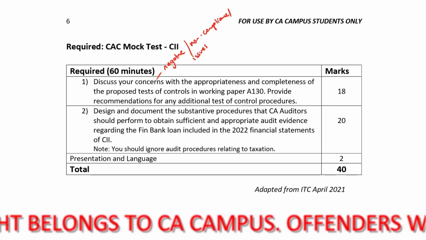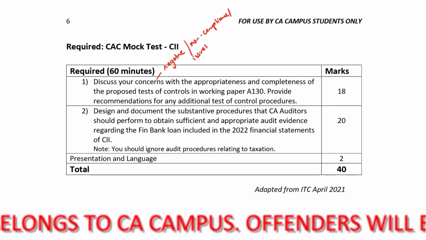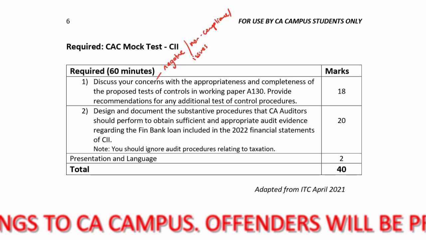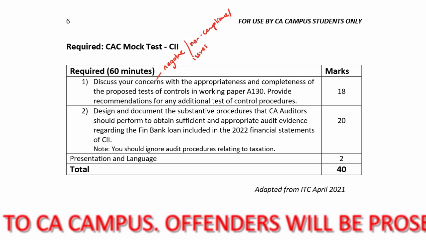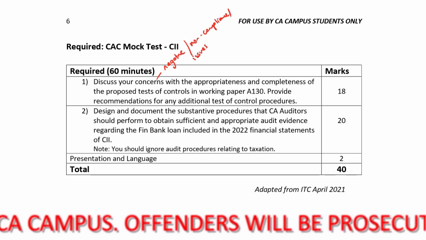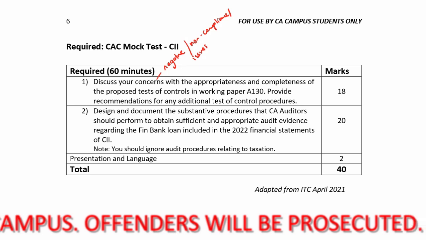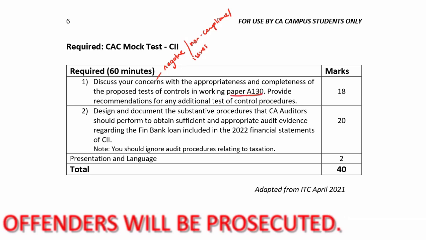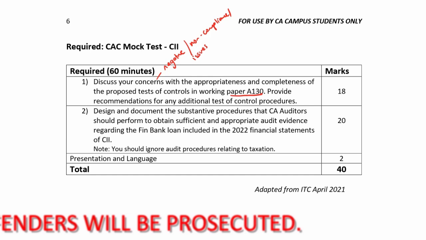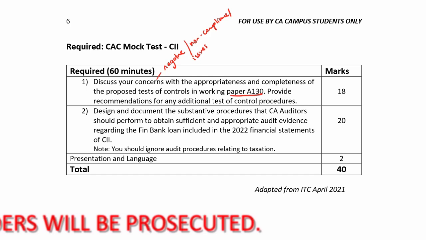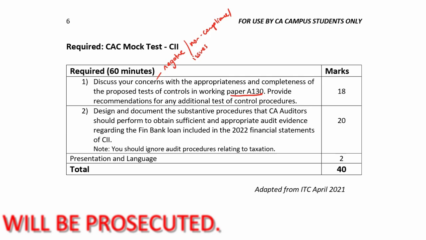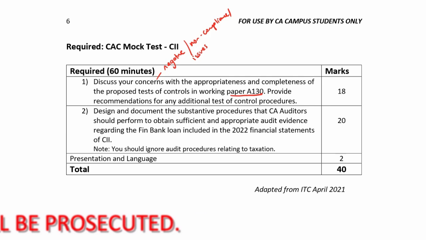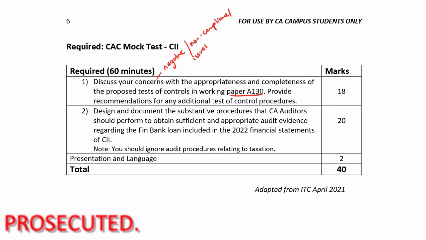With the appropriateness and the completeness of the proposed tests of controls in working paper A130. So in this working paper A130, they have given tests of controls. You now need to take those tests of controls and tell me what is wrong with them. Provide recommendations for any additional tests of control procedures.